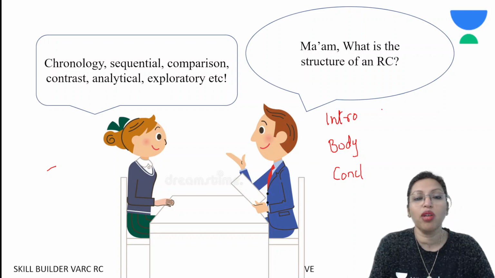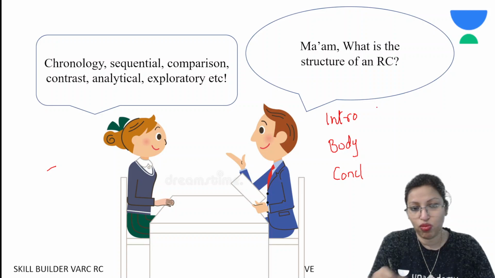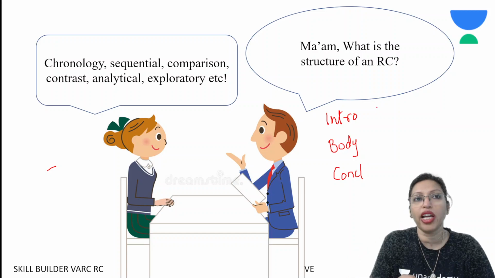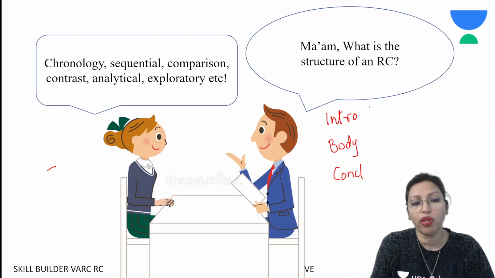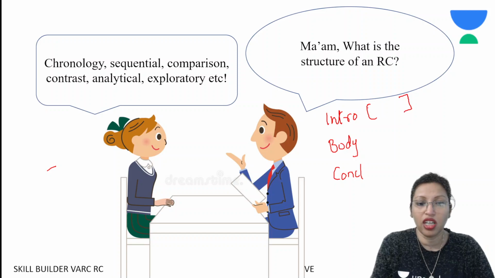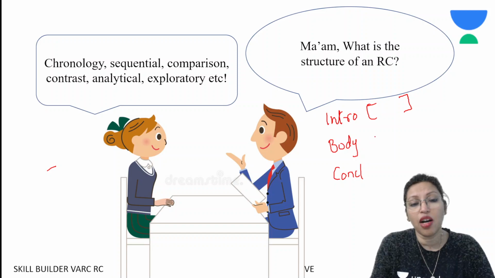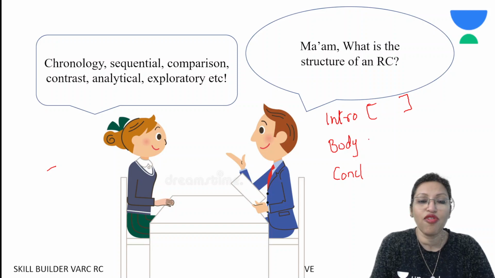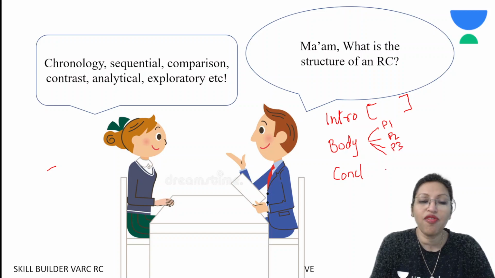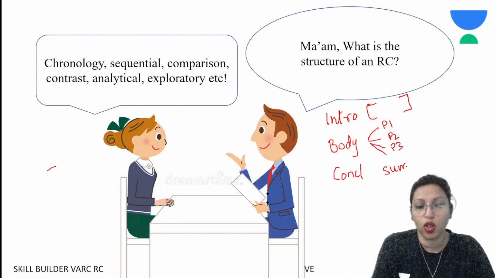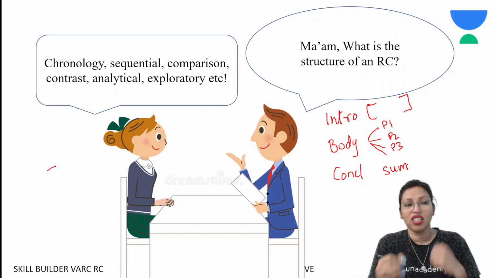So let us say I'm talking about the approach of India versus China in, let's say, the climate crisis. We will introduce the topic here. What is the Indian approach, what is the Chinese approach? Then we will start the comparison and or the contrast. Let's say there are four things that I want to tell you. So I'll make four paragraphs, P1, P2, P3, P4, right? And then finally I'll sum up everything in the conclusion. So this is a general structure.